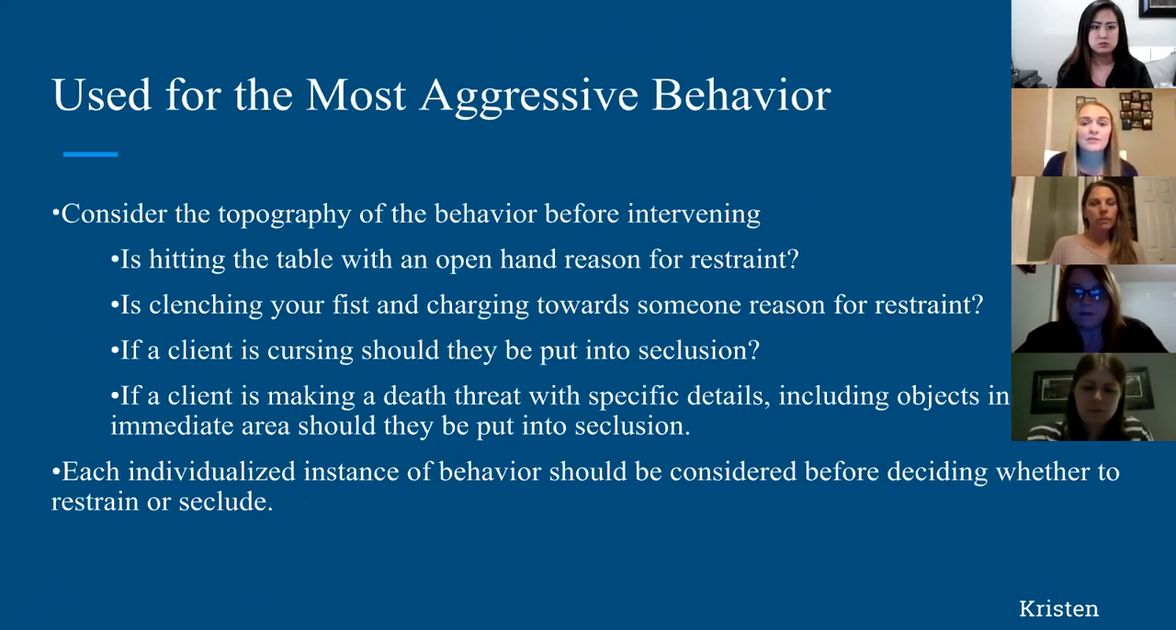Used for only the most aggressive behavior. Consider the topography of the behavior before intervening. So I have a few questions to ask. Is hitting the table with an open hand reason for restraint? Is clenching your fist and charging towards someone reason for restraint?